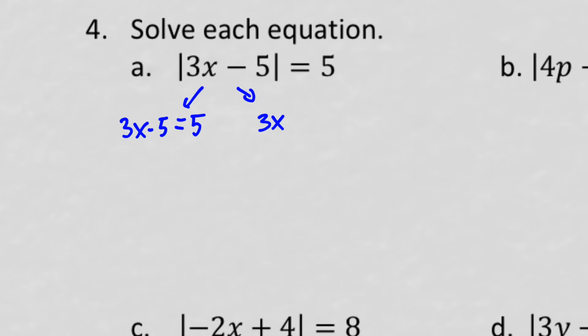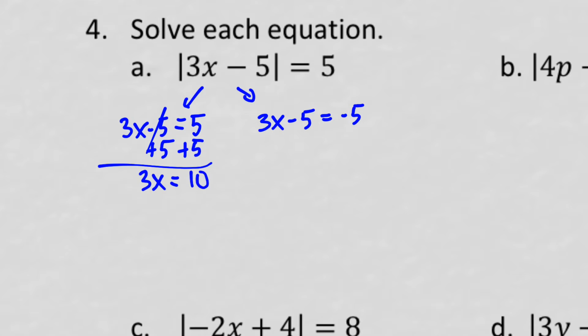So in the first equation, notice that I wrote everything exactly the same. Nothing changed. In the other equation, I changed the 5 to negative 5. Now I'm going to solve both. On the one on the left, I'm going to add 5 to both sides to cancel the 5. I'm going to get 3x equals 10. And then I'm going to divide by 3. And there's my solution. X equals 10 thirds.